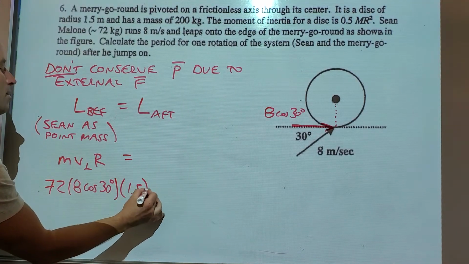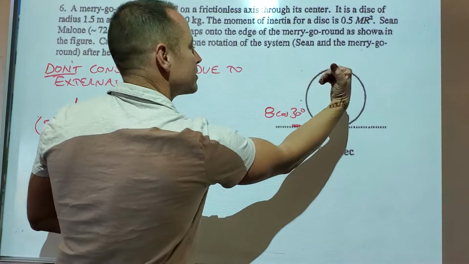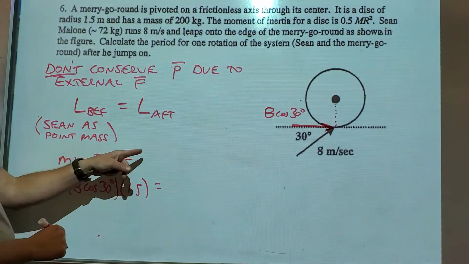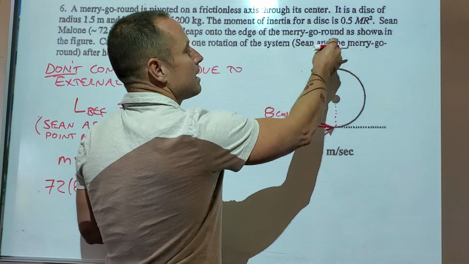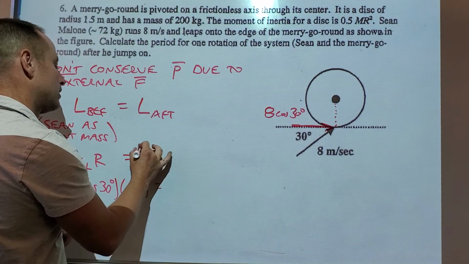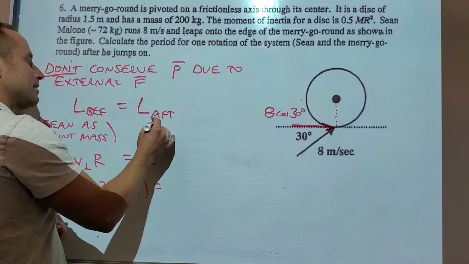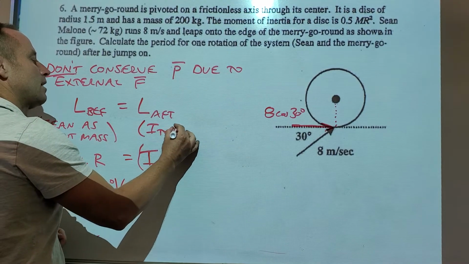So there's the angular momentum brought by Sean into the system. It's out of the page, and that's why the whole system's going to rotate like this after. Then afterwards, what's going to be rotating is Sean and the merry-go-round. So it's going to be I total, I omega. Maybe underneath here I'm just going to put I total omega.